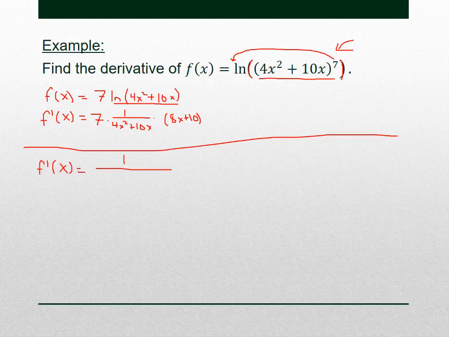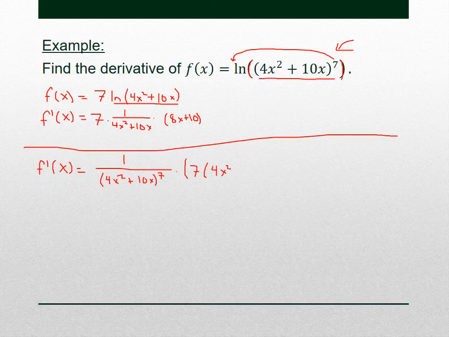Well, we're going to do the chain rule just like before, but this time the denominator is not just 4x squared plus 10x, but it's that raised to the 7. So we get 1 over 4x squared plus 10x to the 7. So again, the derivative of natural log of x is 1 over x. So for the chain rule, you do 1 over everything on the inside. And then we're going to multiply by the derivative of that inside. So we're looking for the derivative of 4x squared plus 10x to the 7.